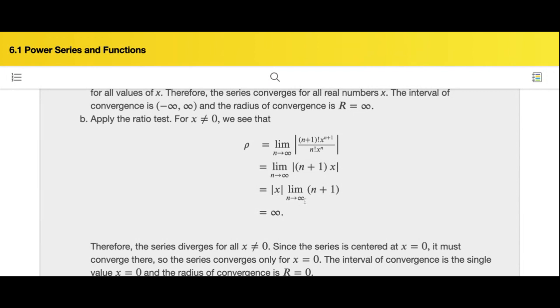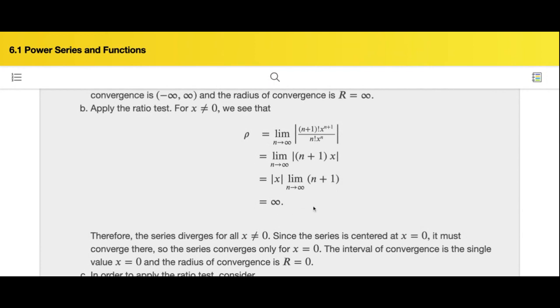So take the limit as n approaches infinity of n plus 1. Well, the limit of n plus 1 when n approaches infinity goes to infinity. Infinity times any finite number will be infinity. So this is saying the series diverges except at its center, because at its center, it just equals the constant term. So the series diverges for all x not 0.